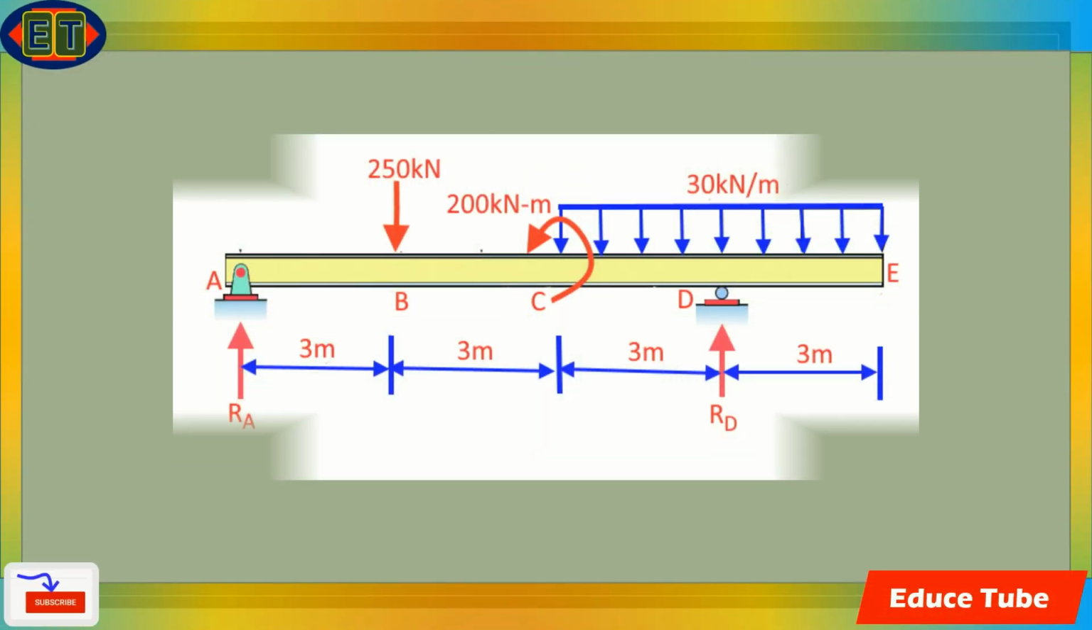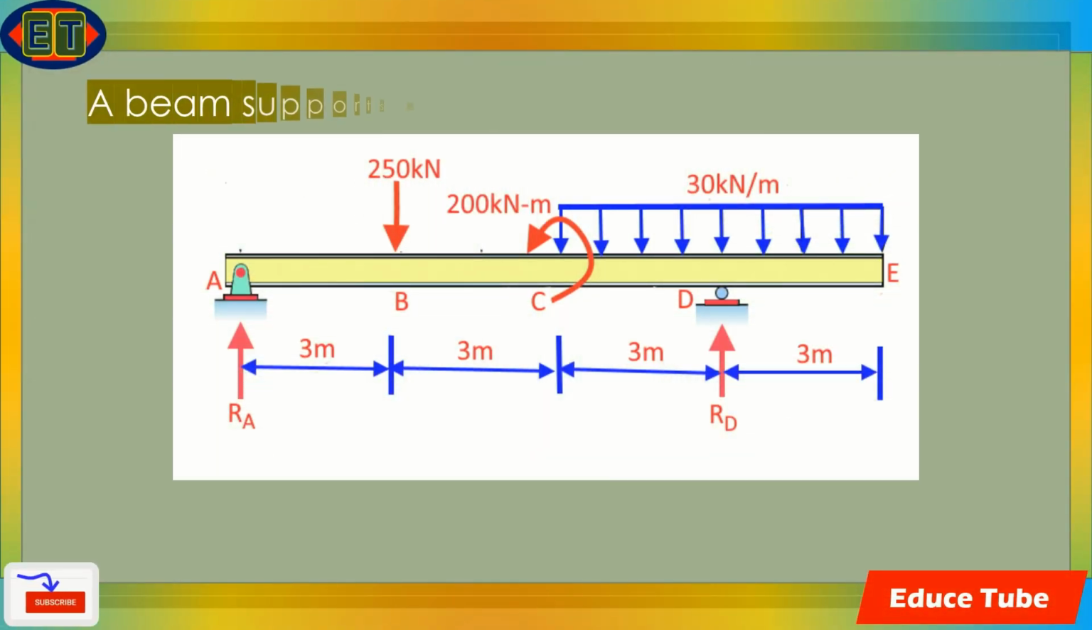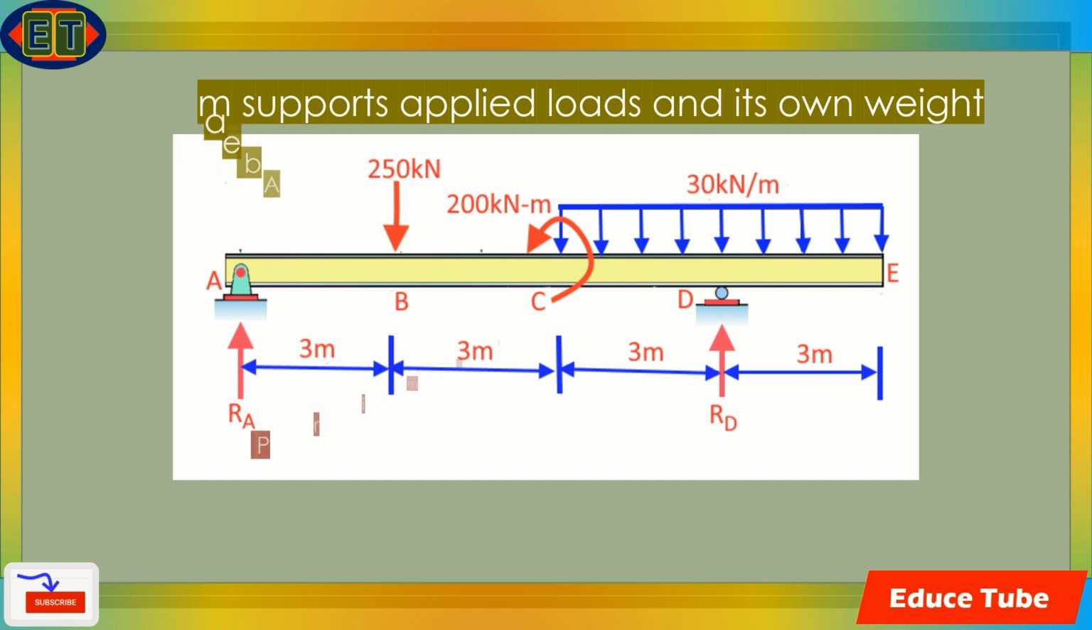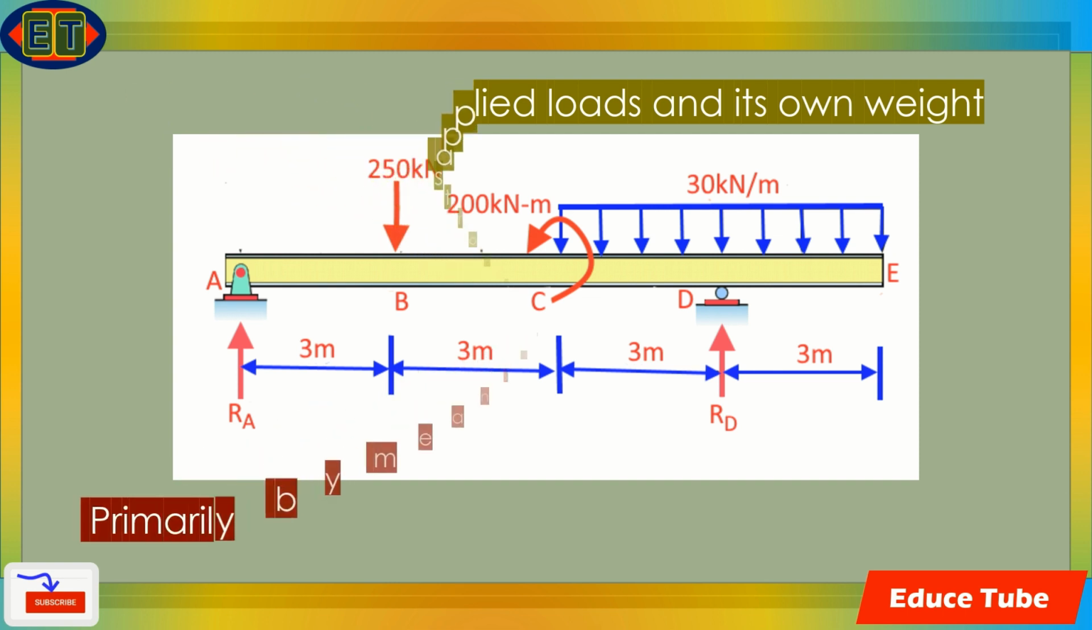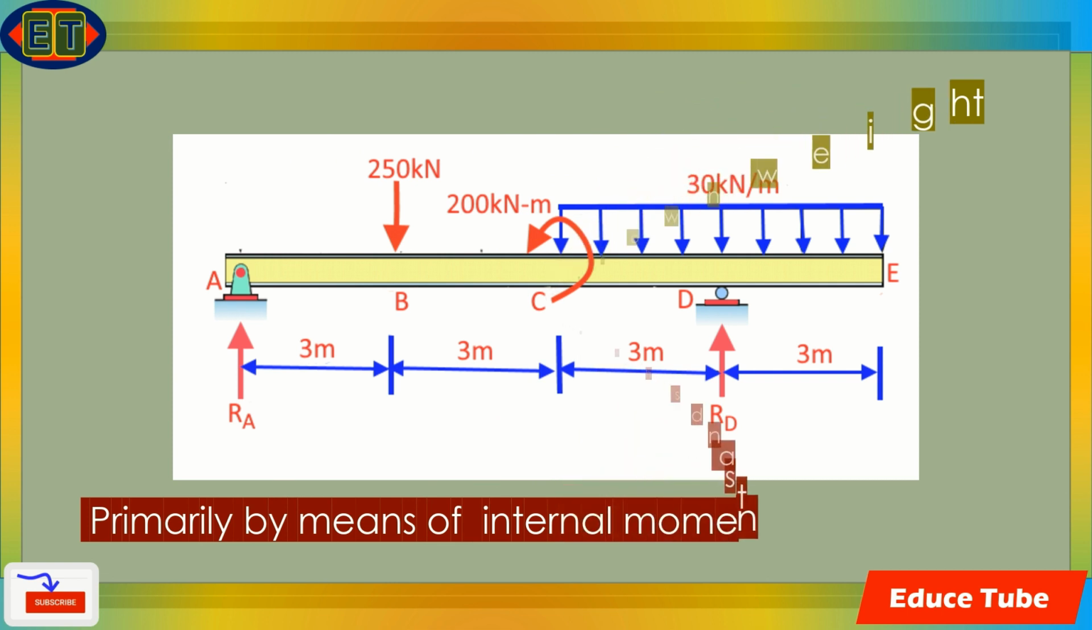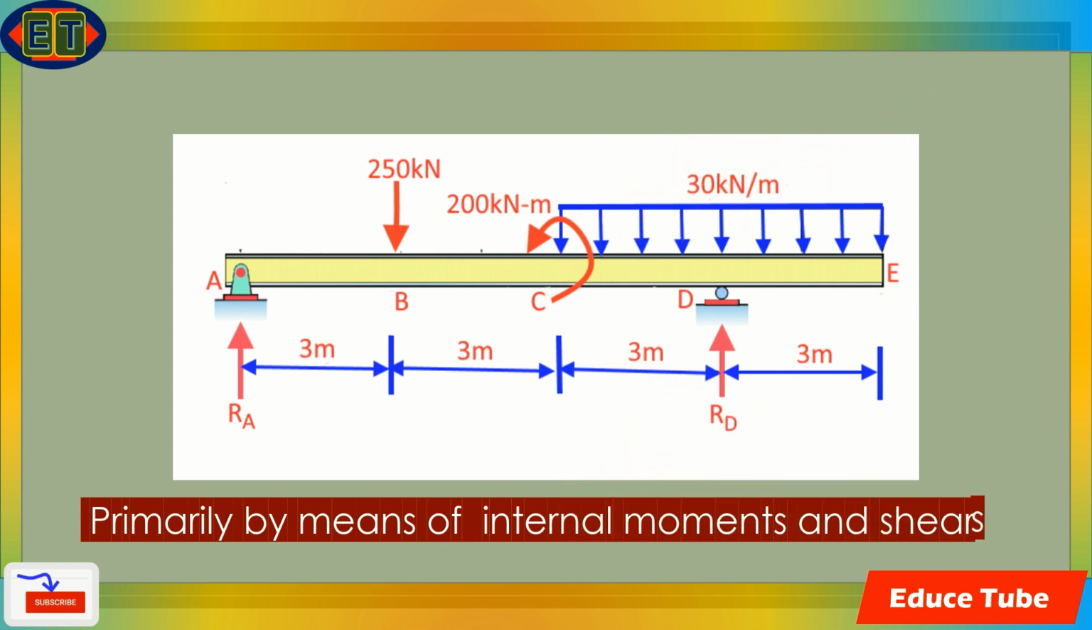Here there is a beam and it has two supports, carrying a concentrated load of 250 kilonewtons, a concentrated moment of 200 kilonewton meters, and a uniformly distributed load of 30 kilonewtons per meter.